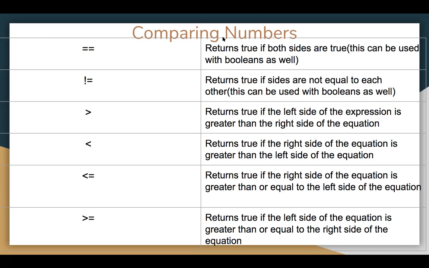This is under the comparing numbers title as well, because it can also be done with numbers. So if you did 5 equals equals 5, that would return true. If you did 6 equals equals 7, that would return false. So that kind of thing. Again, I'm going to show you more examples of how this works in a second. Anyways, moving on. So exclamation mark equals only returns true if the sides are not equal to each other. Again, this can be used with Booleans as well. It works basically the same as this one, except it's different with the conditions.